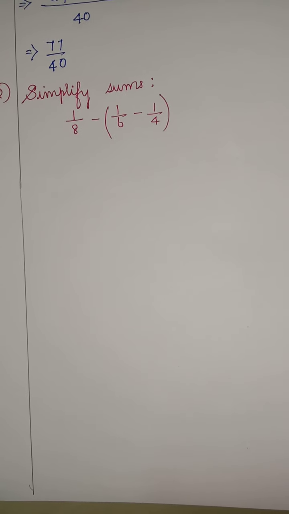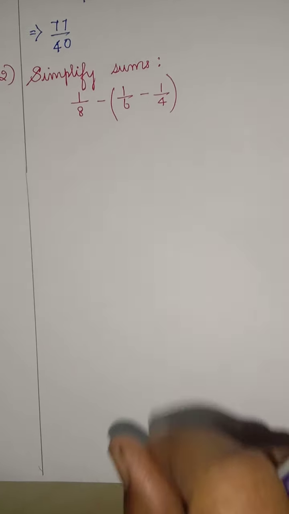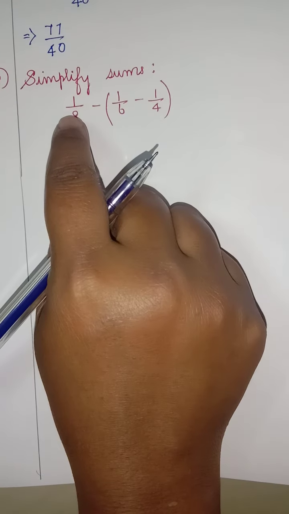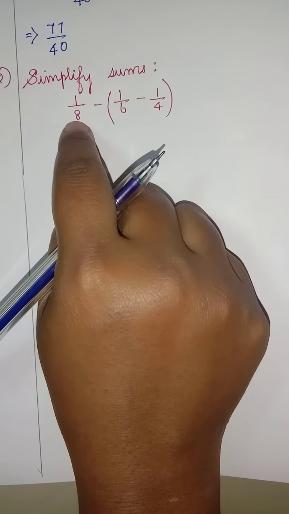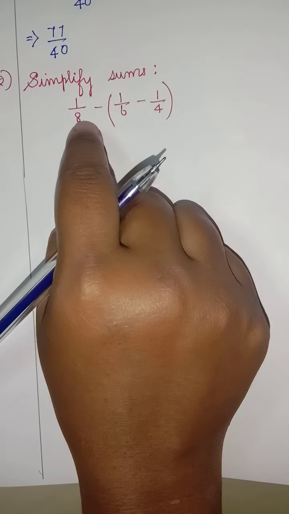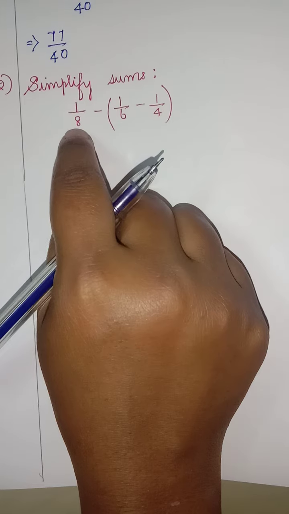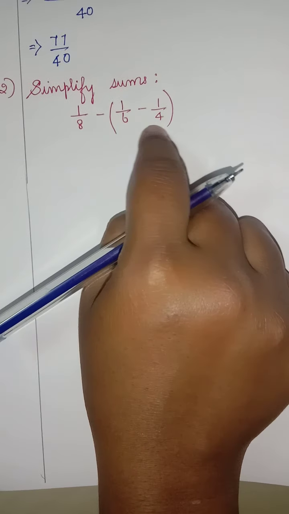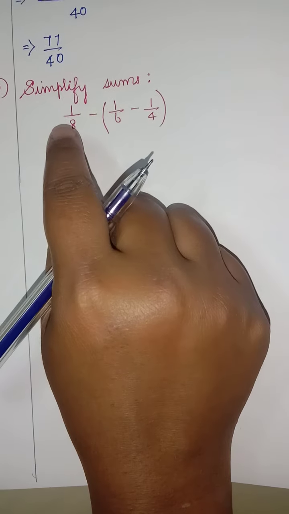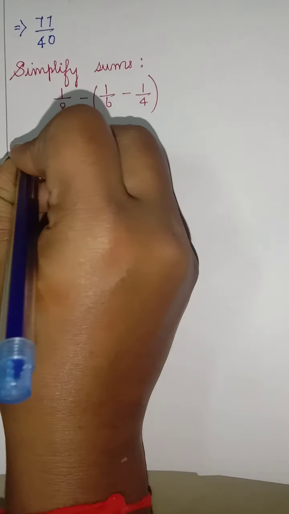Now children, we are going to see how to simplify the sums. In the same way, for simplifying the sum, we have to use the 8, 6 and 4 they have given. Here you see the numerator is common, but we need the LCM to be common. So first of all, we just simplify the sum.